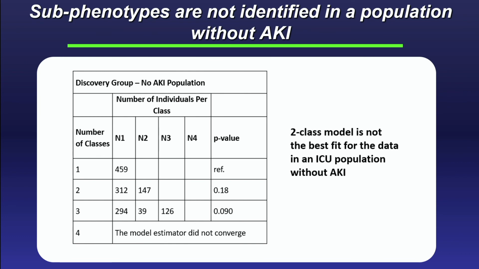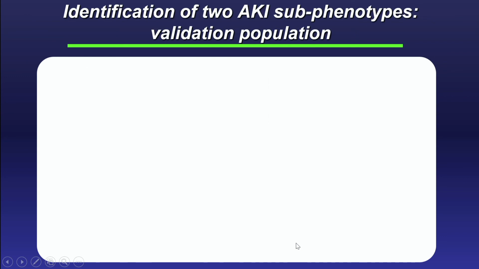The next thing we did was trying to understand: are these 2 subphenotypes specific to AKI, or could they be groupings that are in general critical illness? Looking at a patient population without acute kidney injury who were also enrolled in that same cohort in the ICU at Harborview Medical Center, we found that we were unable to identify subgroups within the larger population, potentially suggesting that these are AKI-specific subphenotypes.